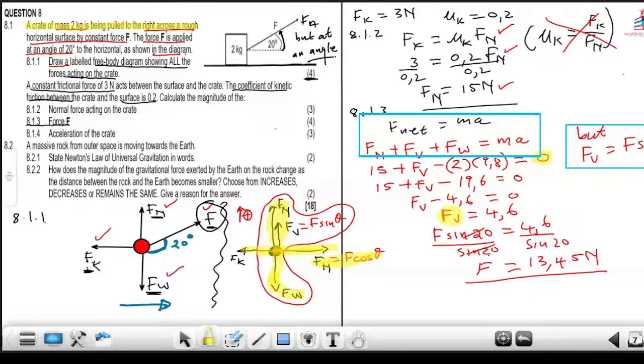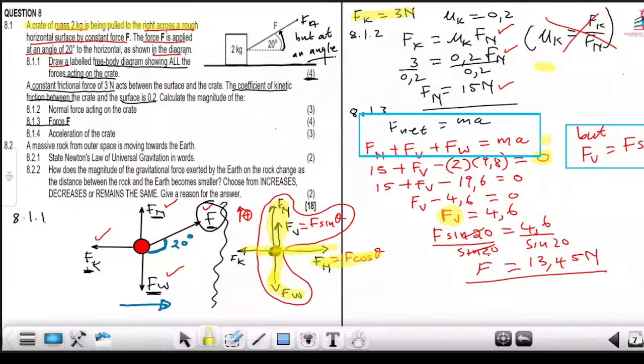Let's look at 8.12. A constant frictional force of 3 Newton acts between the surface and the crate. The coefficient of kinetic friction between the crate and the surface is 0.2. Calculate now the normal force. Very easy to do. We are given Fk, which is 3, hence the data. We are given mu k, which is 0.2.